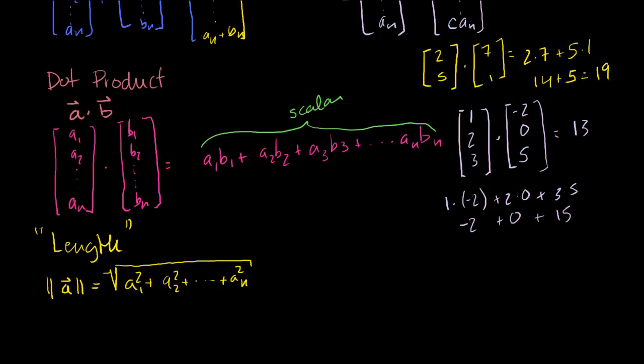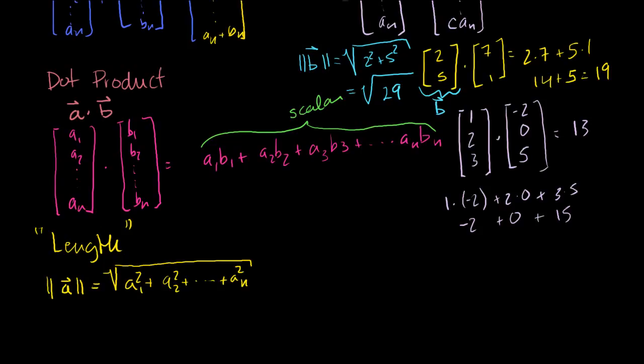If I wanted to take the magnitude of vector B right here, this would be the square root of 2 squared plus 5 squared, which is equal to the square root of, what is this? This is 4 plus 25, the square root of 29. So that's the length of this vector.